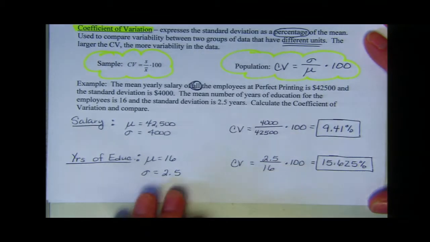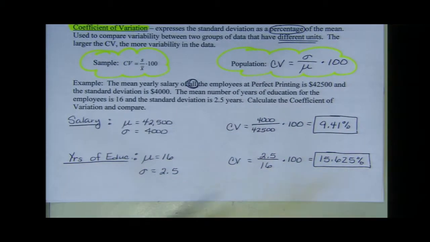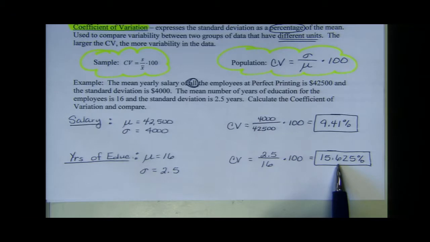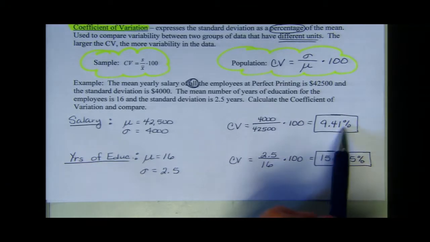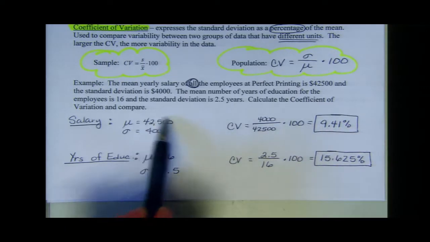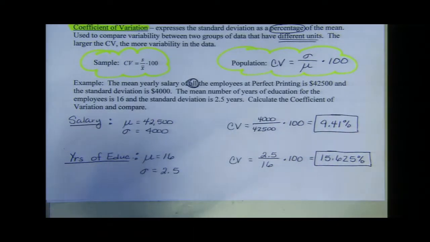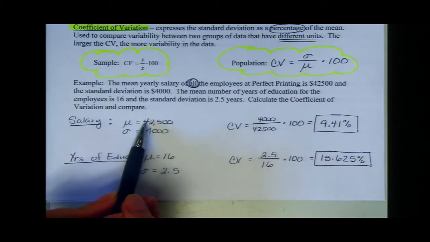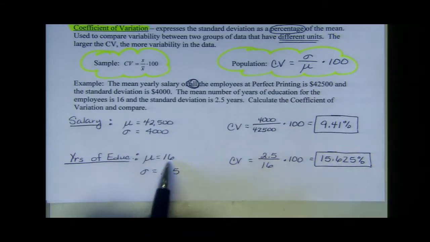So now we have converted these two into percentages, and I can then confidently say that the years of education has higher variability than the salary, which tells me that the salary, they are closer to the mean. If you found the salaries of all the employees, they're going to be closer to the 42.5 than years of education is to the 16. So that's what the coefficient of variation tells us.